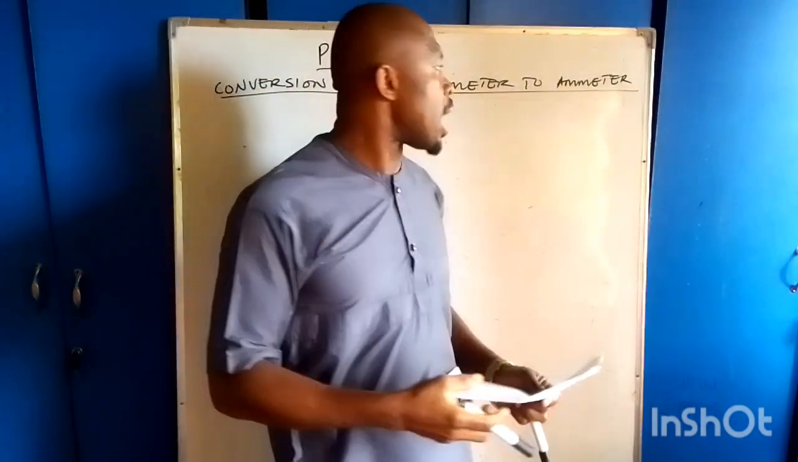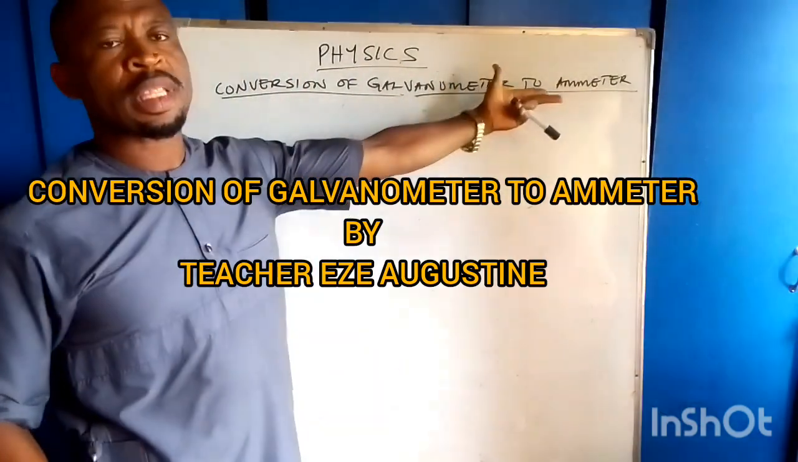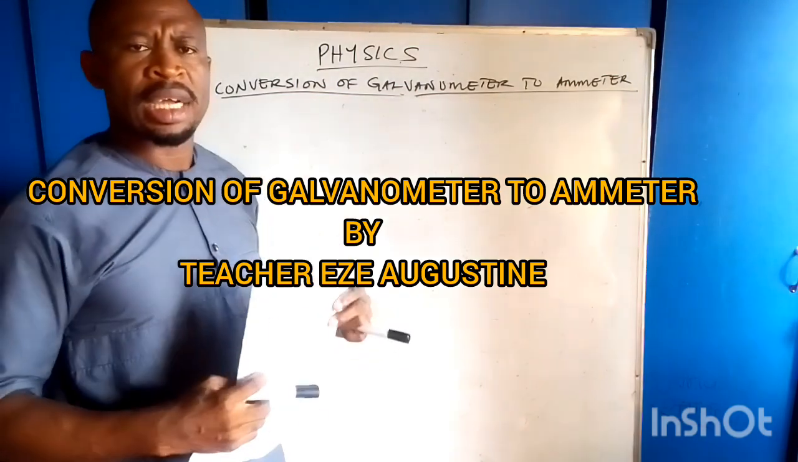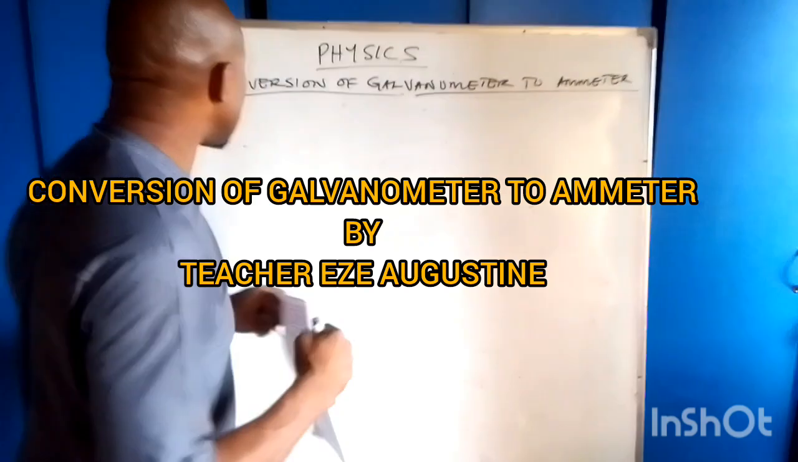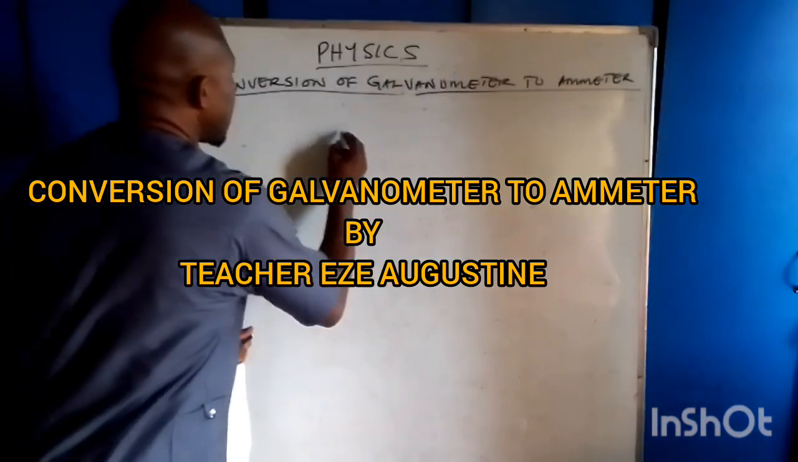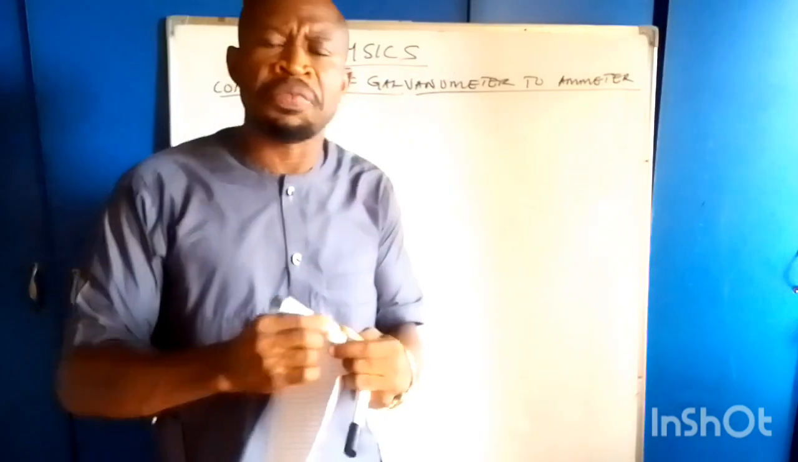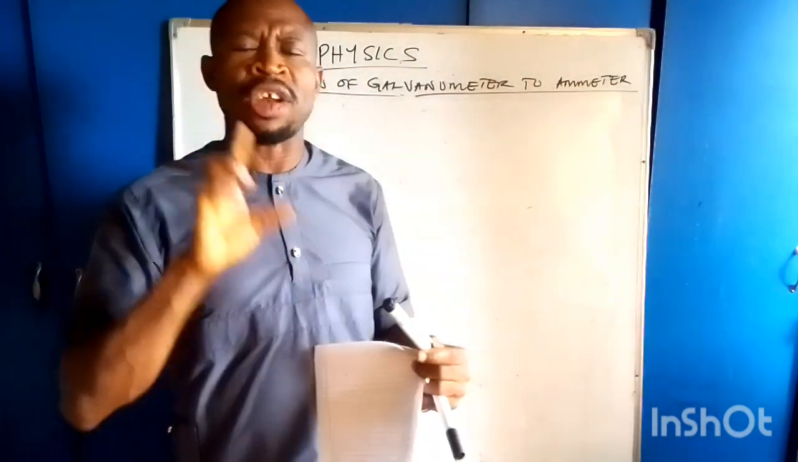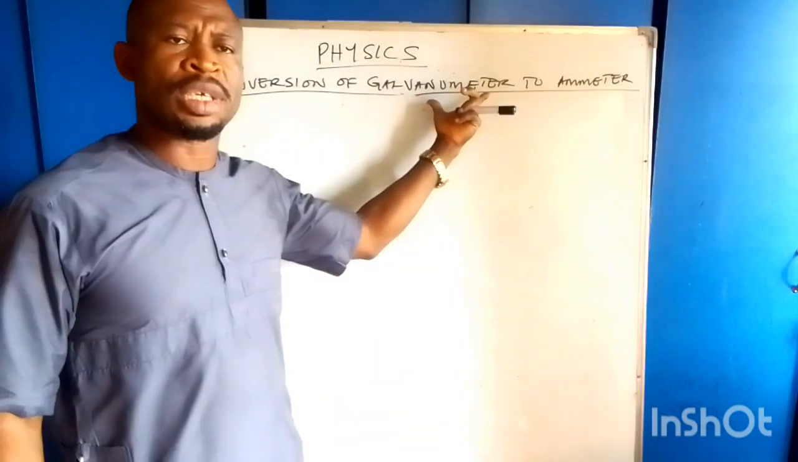Today I want us to look at conversion of galvanometer to an ammeter. How we can convert a galvanometer so that we can use it to measure current. And of course, we know that a galvanometer is nothing but an instrument for detecting very low current. So those currents that cannot be detected by an ammeter, we use a galvanometer to detect them.